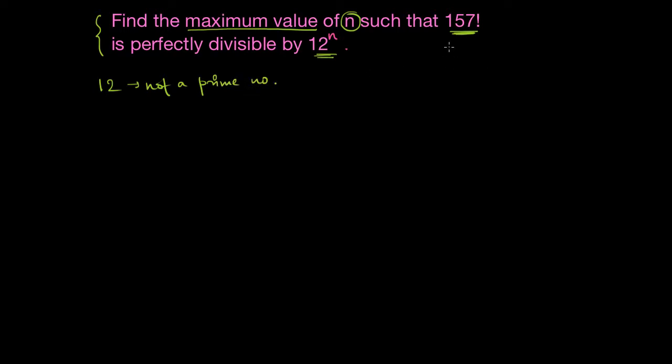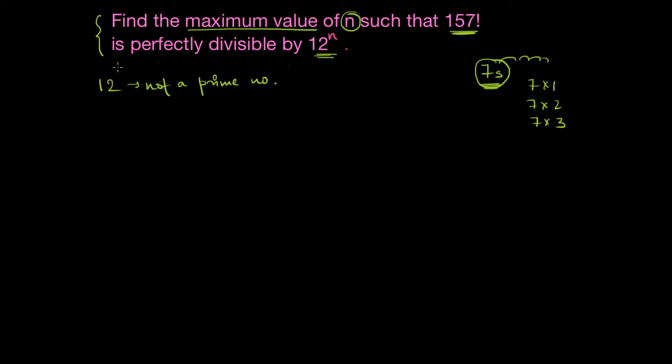In case of a prime number, let's say if the question would have been find the number of 7s in 157 factorial, I know that in order to get a 7, it should only be a multiple of 7, like 7 times 1, 7 times 2, 7 times 3. It should be a multiple of 7, then only I can get different number of 7s in 157 factorial.